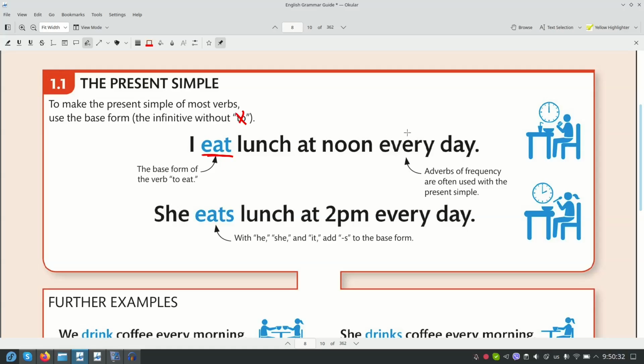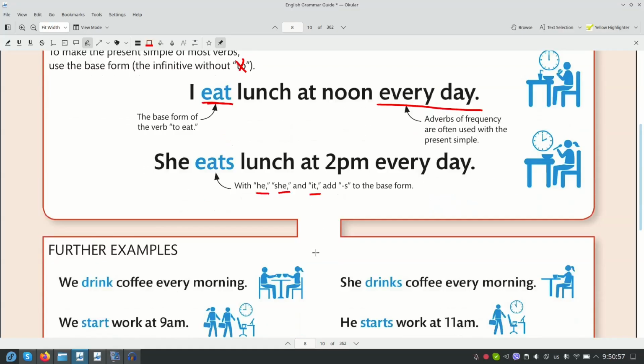We also use a lot of different adverbs of frequency with the present simple, like every day. She eats lunch at 2 p.m. every day. Don't forget that we add s to the base form with the pronouns he, she, and it.